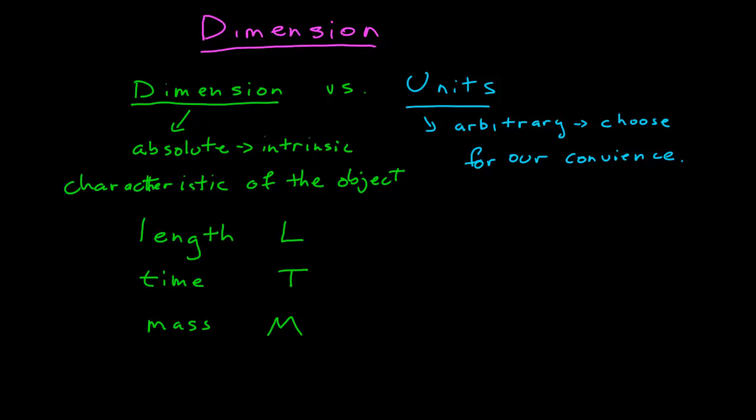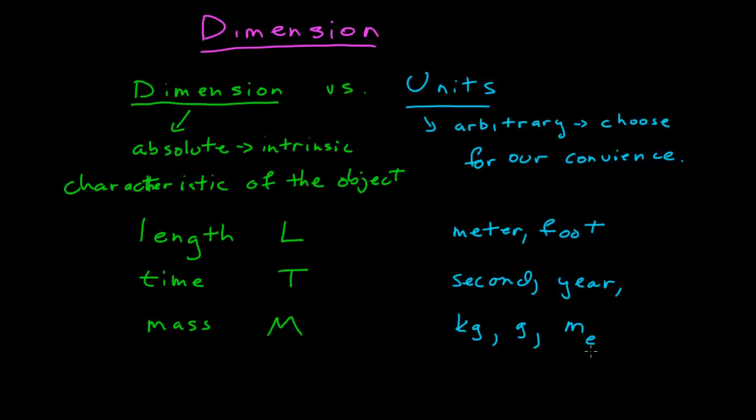Now, we might have many different units for this. Length could be a meter or a foot. Time could be a second, or a year, or anything else. I'm just giving some examples. Mass might be a kilogram. It might be a gram. We might measure something in terms of the mass of the electron. There are many different units we might be able to use for something that has a mass, but that something is still just a mass. The mass is its dimension, and these are all the different units in which we might represent that dimension.